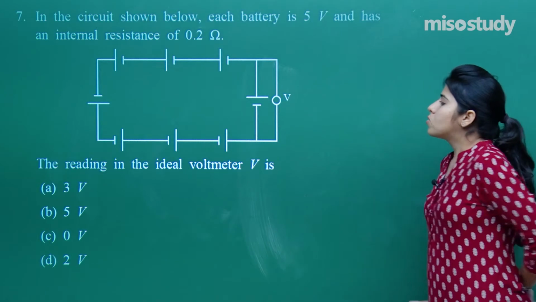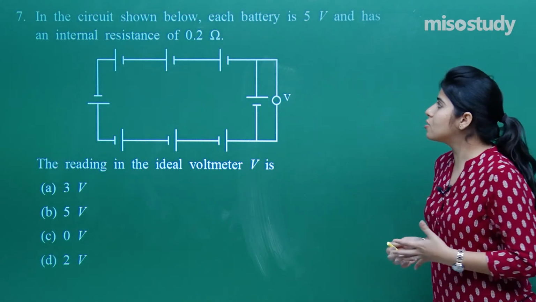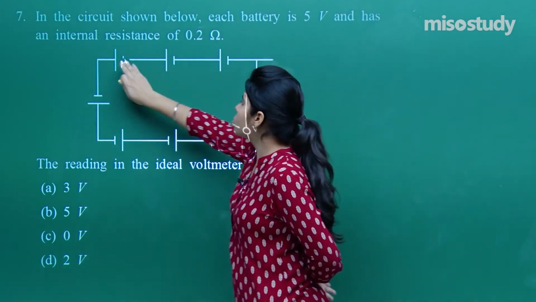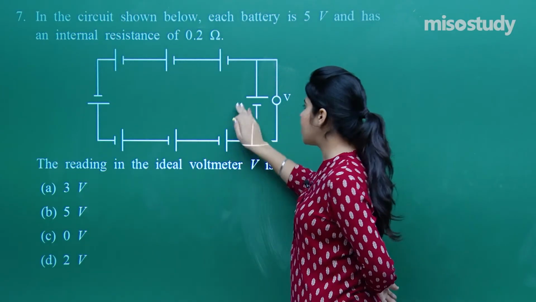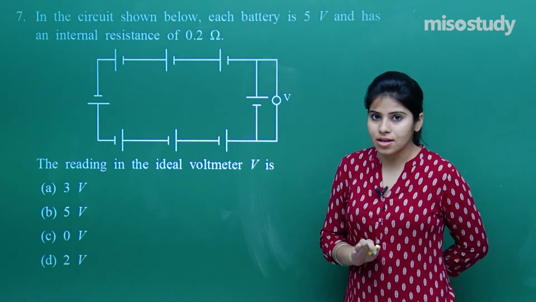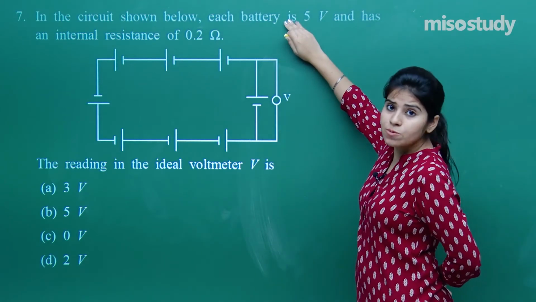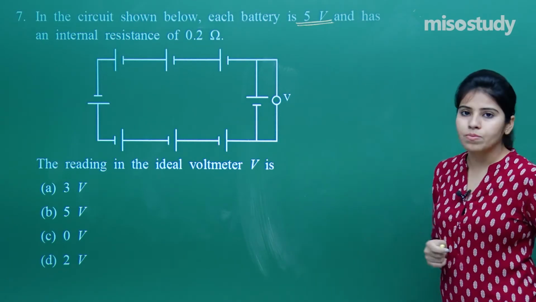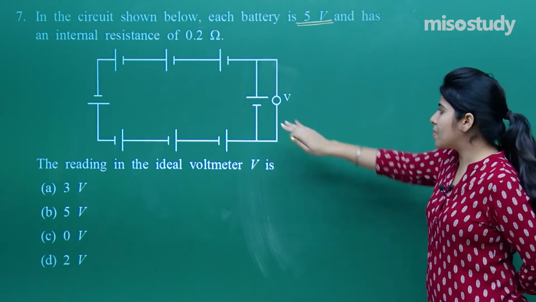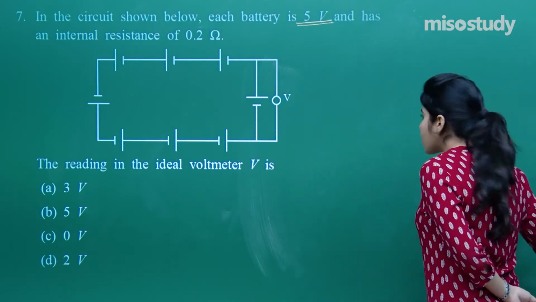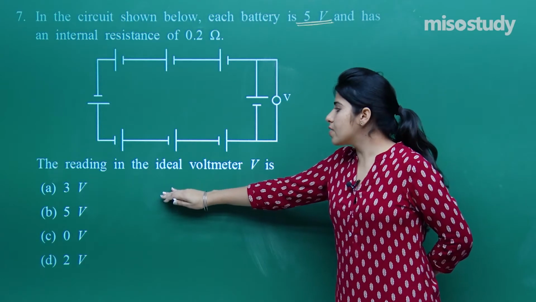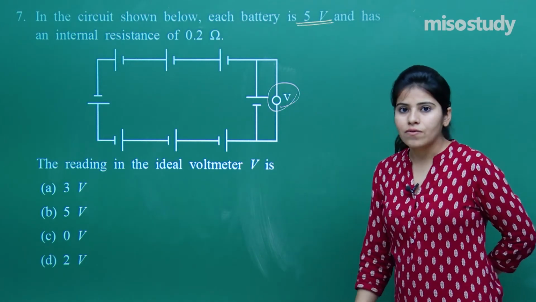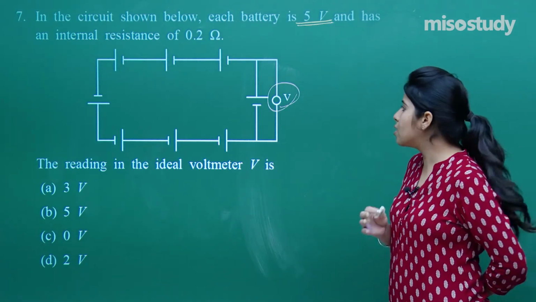Okay. So here question number 7 has been given. In the circuit shown below, each battery is 5 volt. We can see that 1, 2, 3, 4, 5, 6, 7, 8 batteries are connected in the circuit. And each battery has a potential of 5 volt and internal resistance of 0.2 ohm. This is for every battery that is connected over here. Now, what we have to tell is what will be the reading in the ideal voltmeter. This is the voltmeter that has been connected over here.